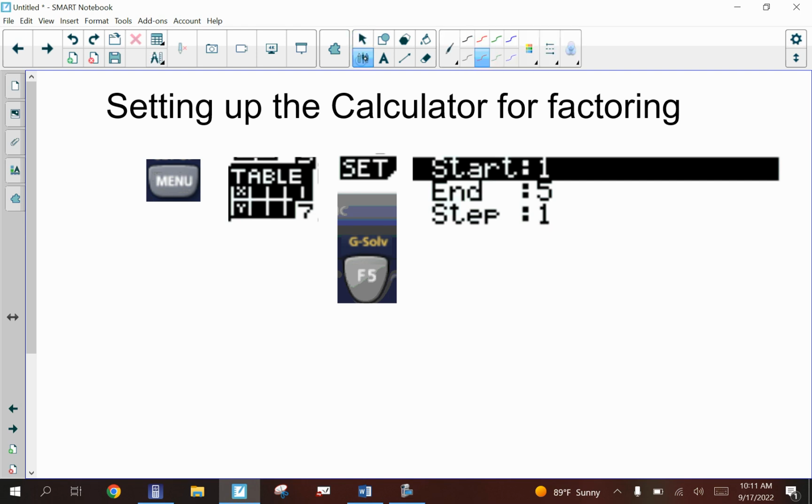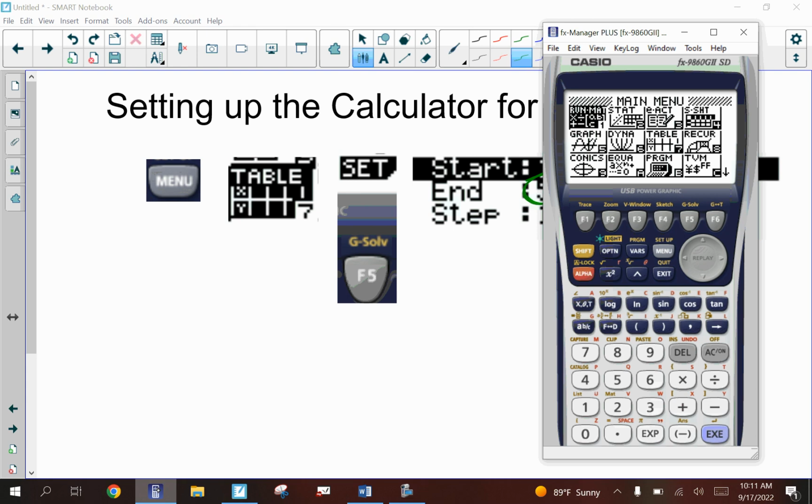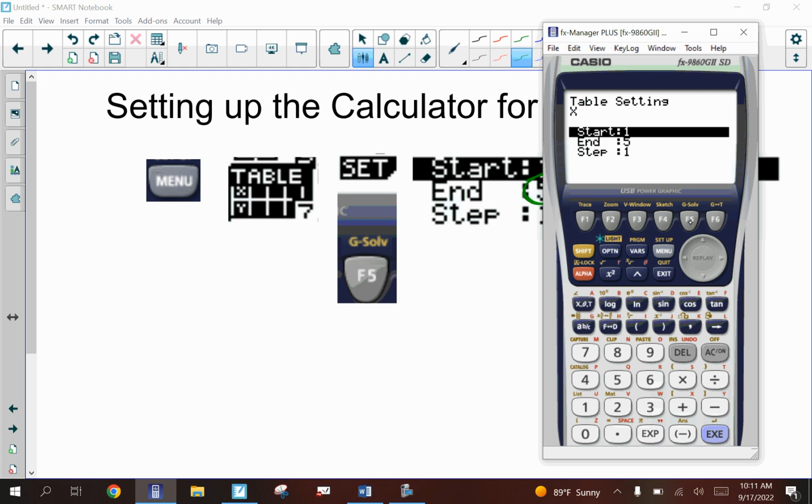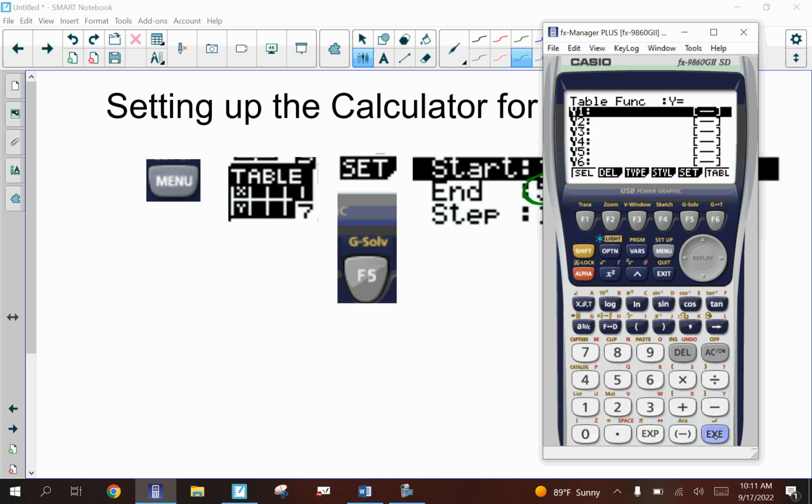If you had this straight out of the package, it goes from 1 to 5, and 5 is going to be way too small. So what I like to do is go into my calculator and make that number much bigger. So I'm going to head over to the table, go into F5, which is to set the table, and I'm just going to make it huge. I'm going to make it 100. I mean, 100 is not that big, but it's going to be big enough for the problems that we're going to look at. Okay, so now our calculator is going to be ready for factoring.